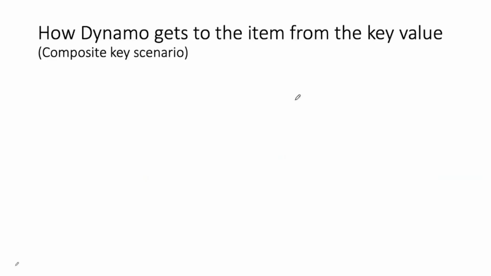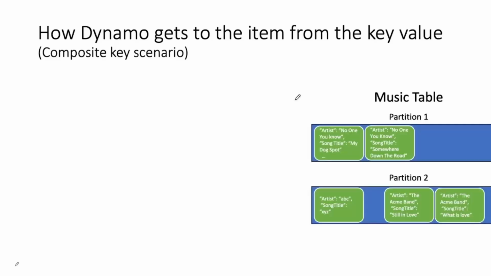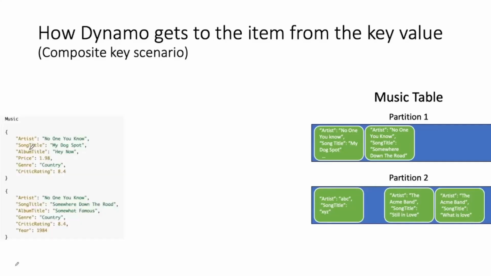Now we're going to talk about the composite primary key, which is not going to be too different from the single partition key scenario. So here we are taking the music table as an example, and actually I have the whole records, but we just want to focus on these two. So how do we get from here to here? This item should be pointing to this one.